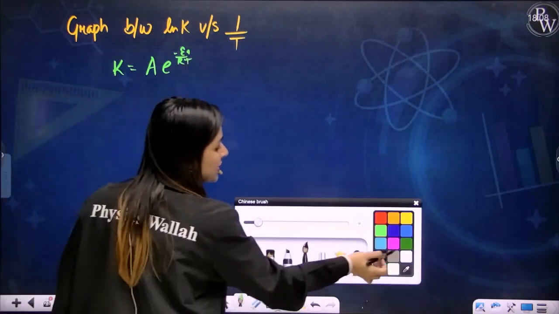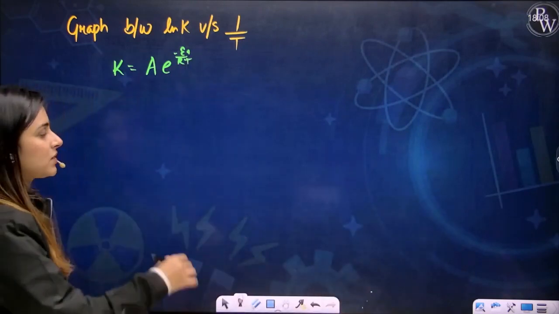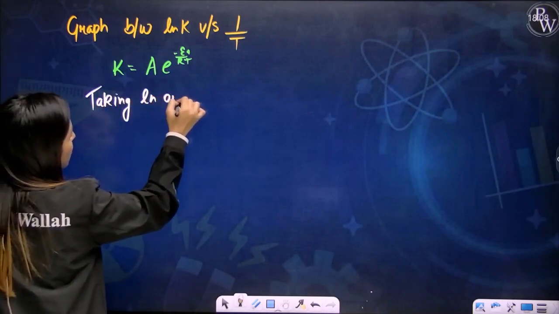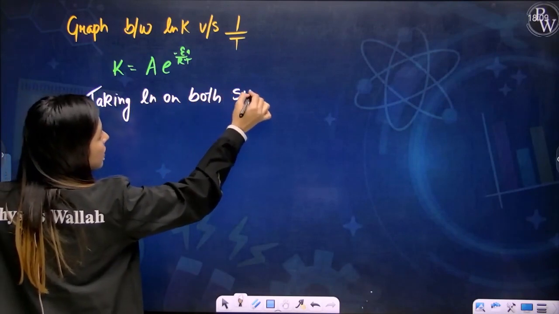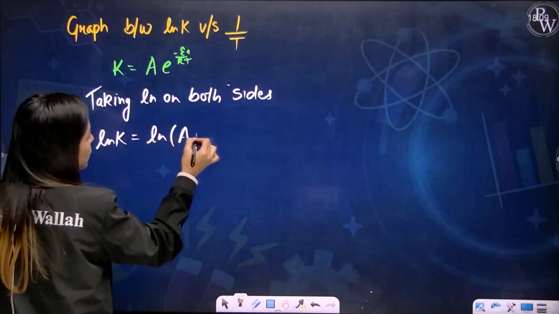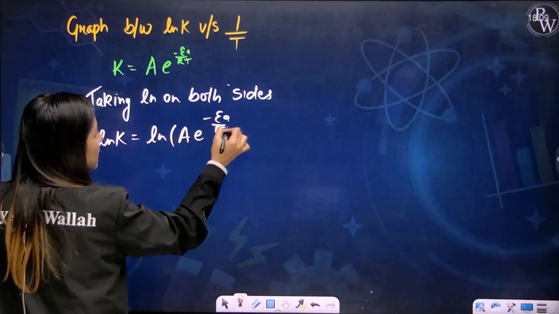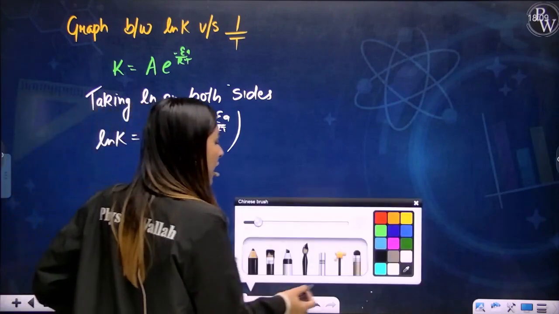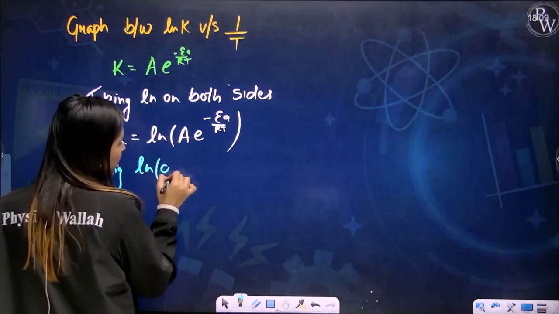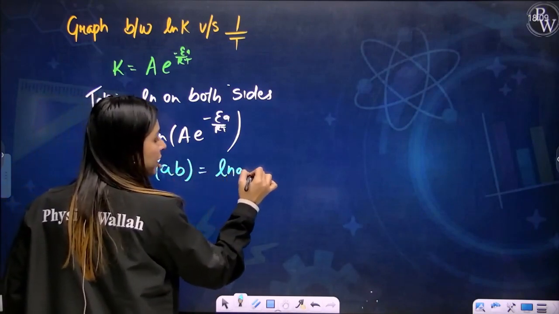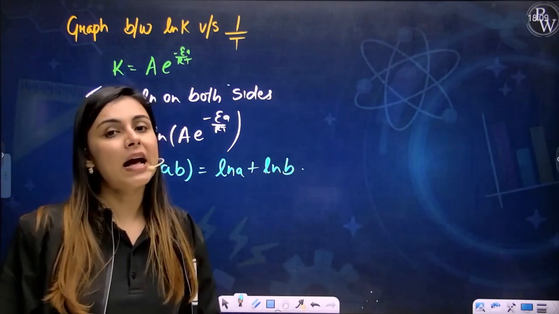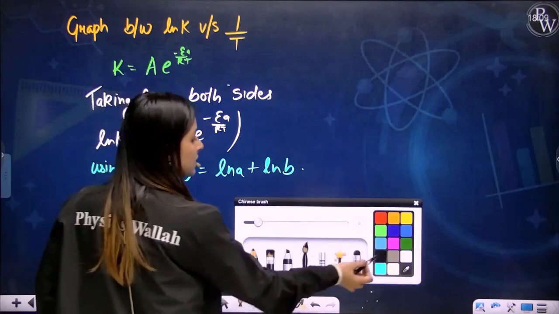So now let's take the natural log on both sides. Taking ln on both sides, we get ln of K is equal to ln of A into e raised to the power minus EA by RT. Now I am using the expression ln of A into B is equal to ln of A plus ln of B. This is the property of natural log that I'll be using.